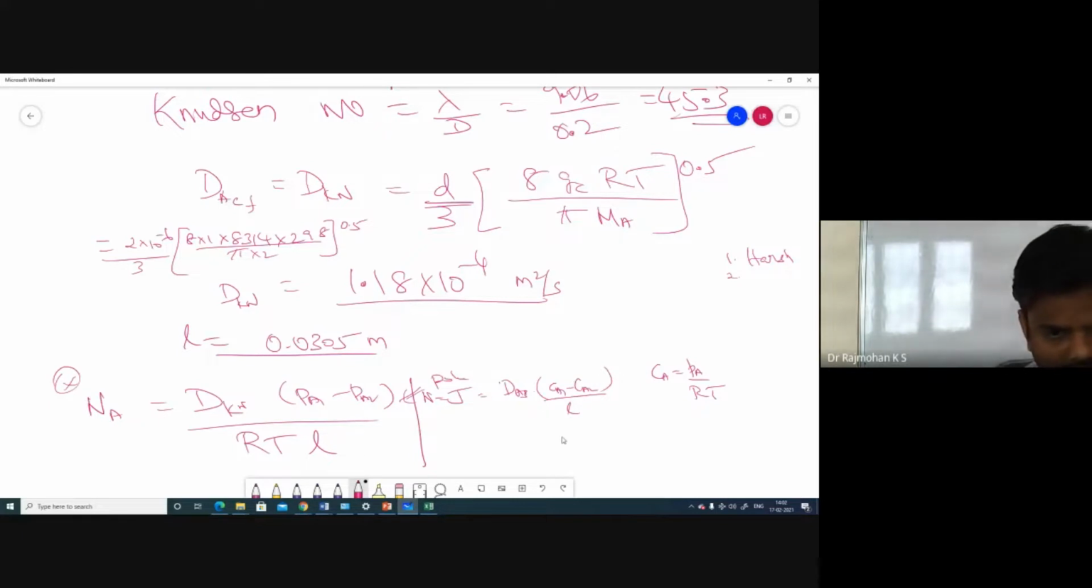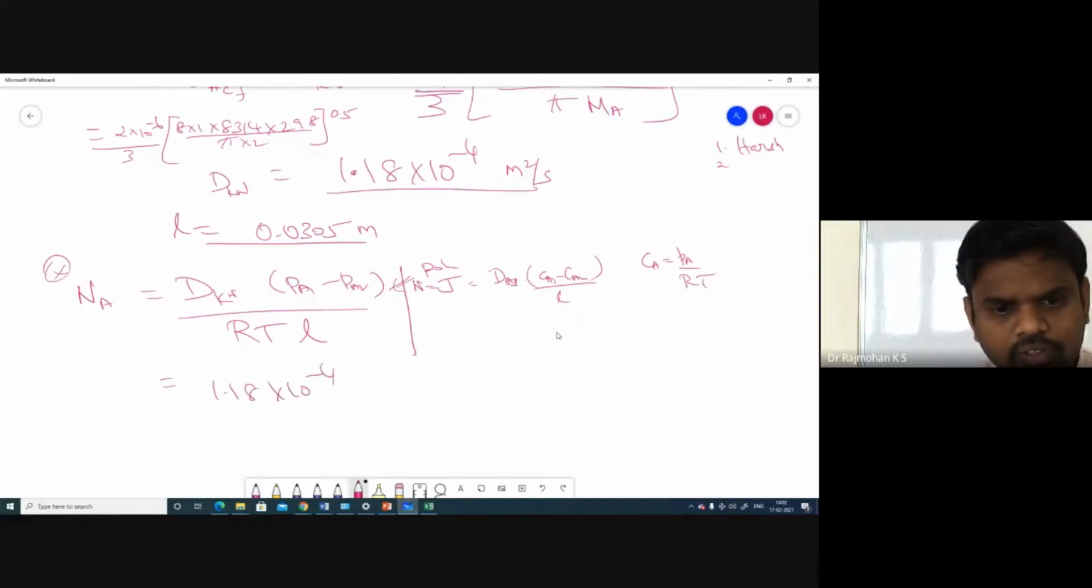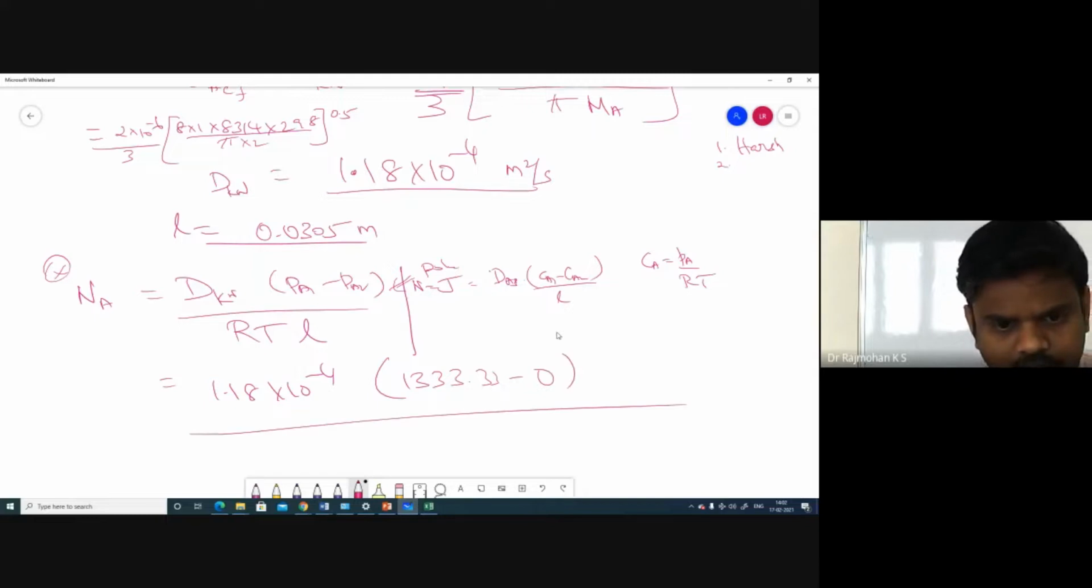So for the substitution, we have D Kn equal to 1.18 into 10 power minus 4. Partial pressure is given in Pascal, you can say 133.33 minus 0 divided by the R value. So we are substituting in Pascal. DAV is in meter square per second. We could substitute this in kilopascal also, but let us proceed. 8314.